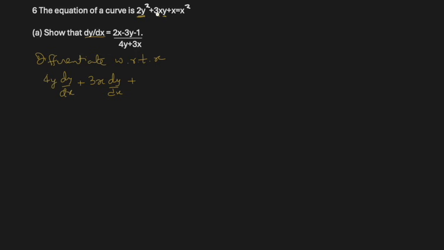plus, in the product rule, again the constant will remain constant and the second variable y will remain y, but we'll differentiate x. And differentiation of x is 1. No need to write. Differentiation of this x is also 1. And this x squared, its differentiation with respect to itself will be 2x. Now we have dy over dx here. We can take them as common. So what is left? 4y plus 3x.